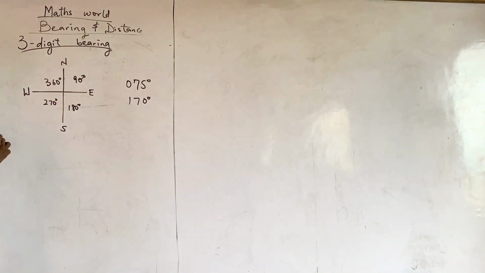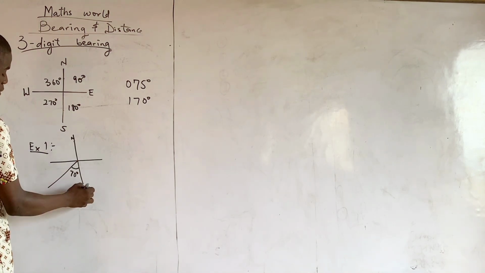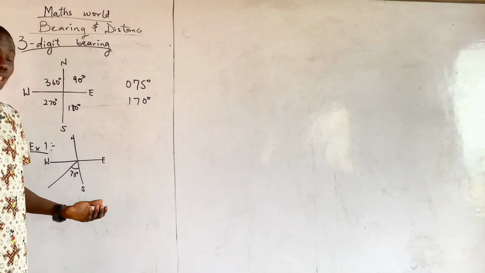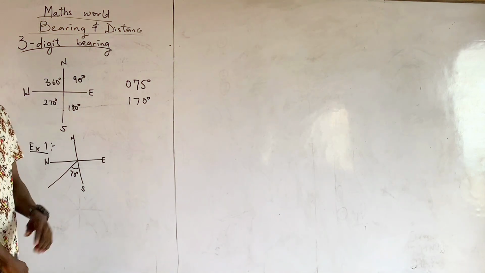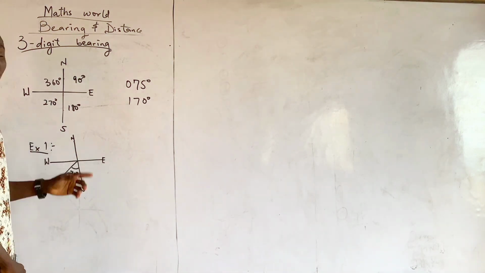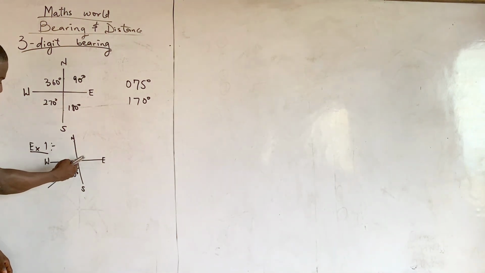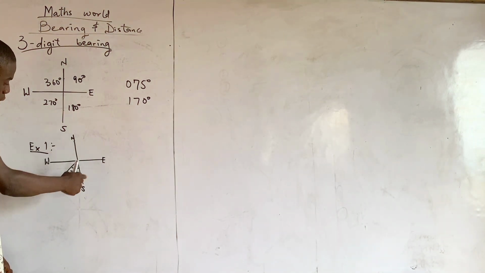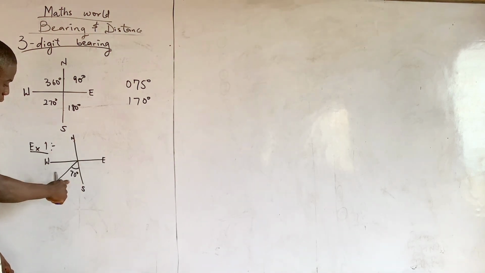Now let me give you one example. We can see this question now. How do we solve this question? Remember, this 3-digit bearing is telling us that we are starting from north to whatever this line is. You can see that this is the line, so we are starting from north to this line. Do you get the point? We are starting from north to this line.